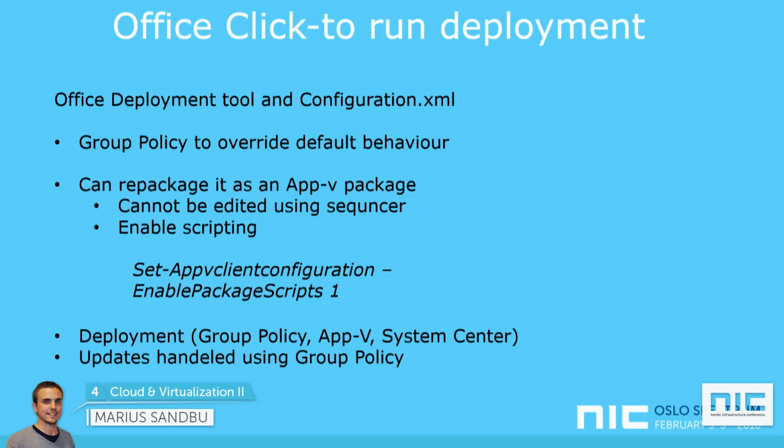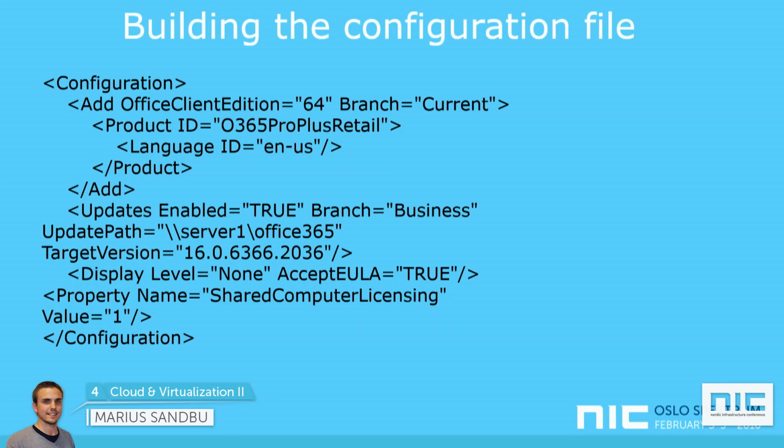Now, in order to do updates, we can also do that using the configuration file, the deployment. With Office 2016, Microsoft is moving forward with different branches and different versions coming, so updates for Office 2016 can be handled using Windows Server Update Services and Configuration Manager as such. Or we can still use the configuration-based deployment type. So this is an example of a configuration XML file.